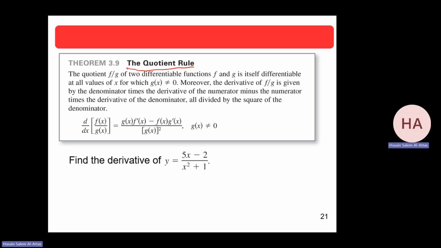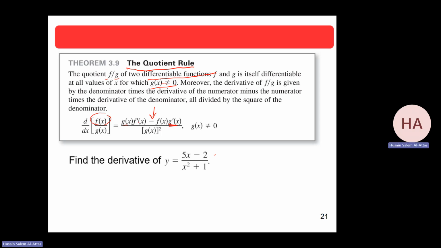If we have the quotient of two functions, f over g, two differentiable functions, where g of x is not equal to 0, we can write the derivative of f over g as f prime, the derivative of the numerator, times the denominator, minus, notice in the product I have plus, this is minus, the numerator times the derivative of the denominator, over the denominator squared.